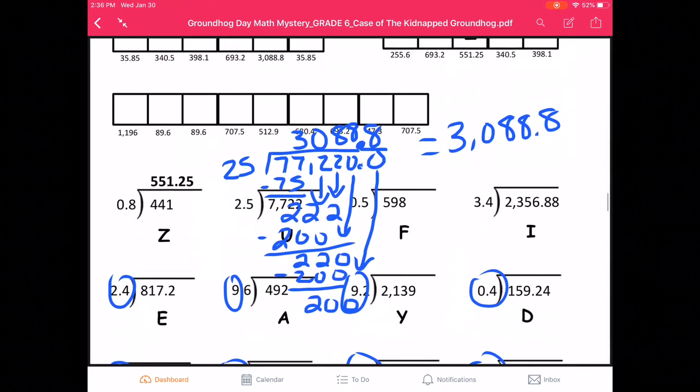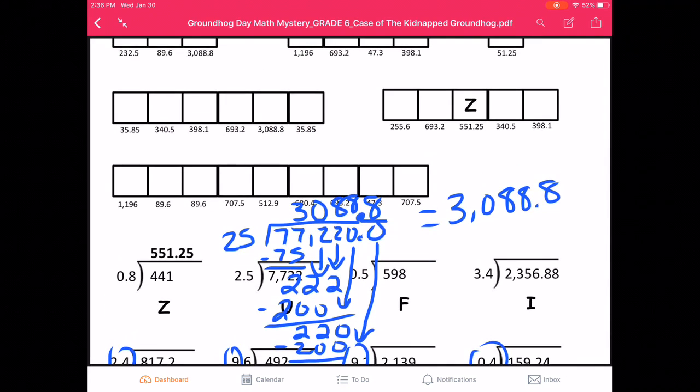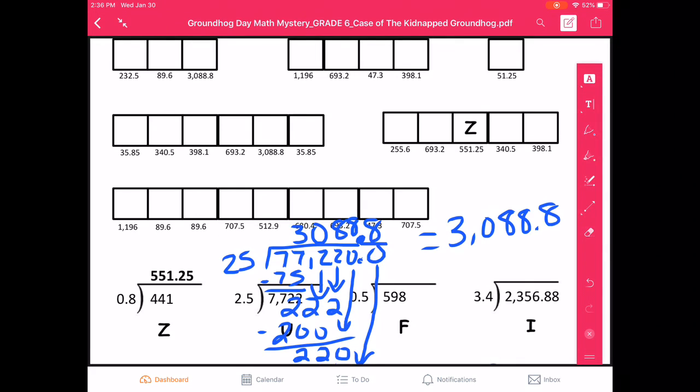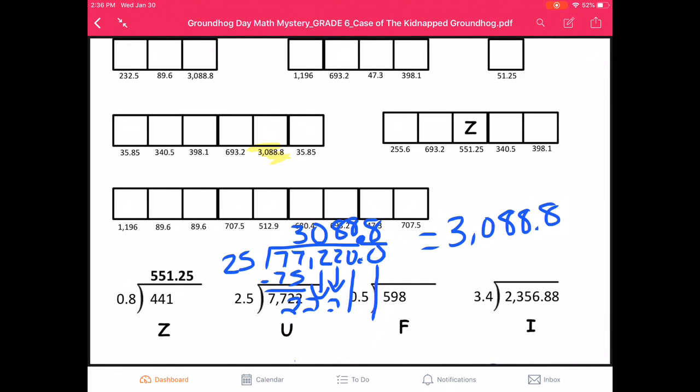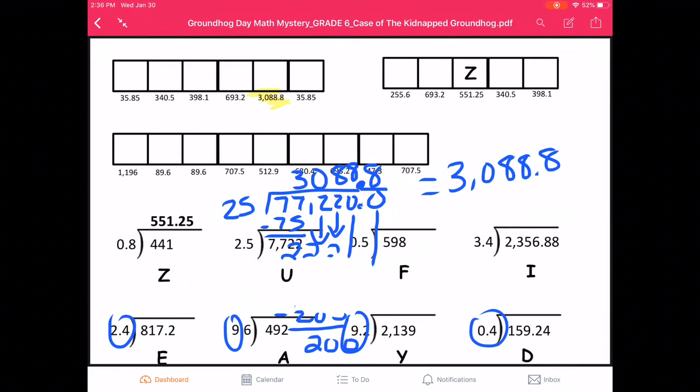Let's just check up here to make sure that I did it correctly. And it looks like it's right here. And I believe this is letter U. So there you go. I did the first one for you.